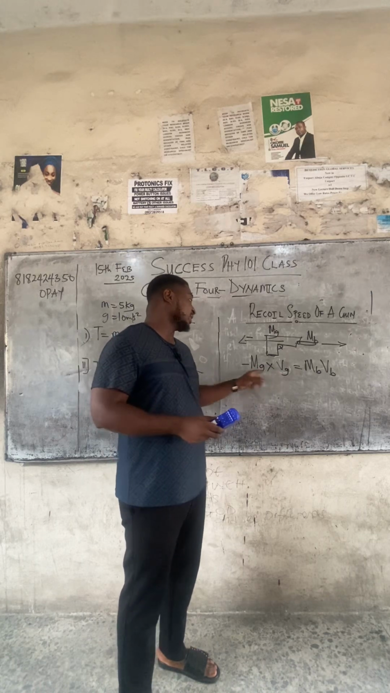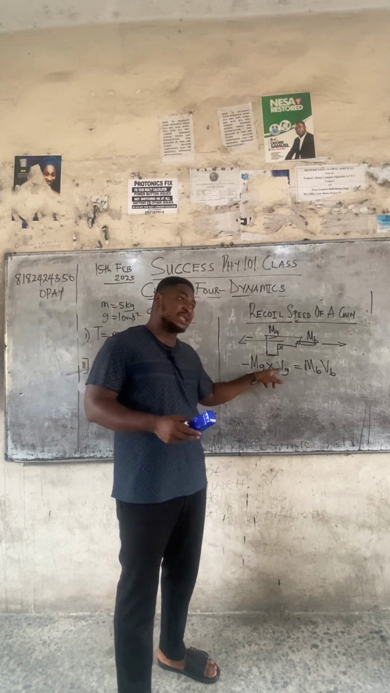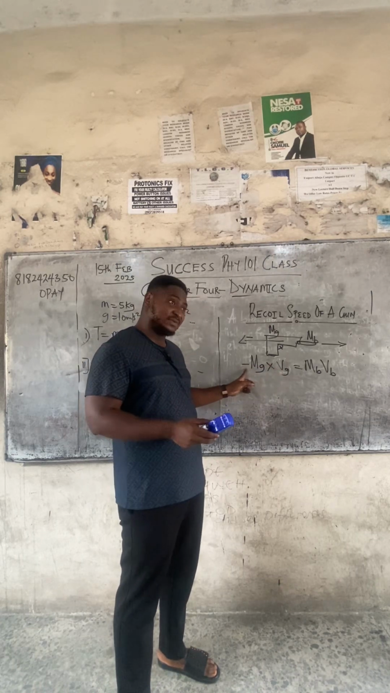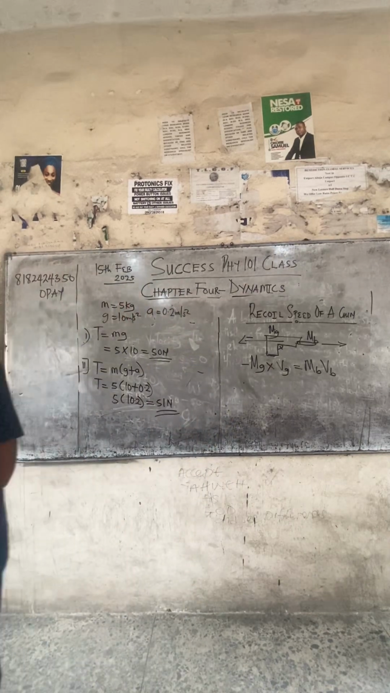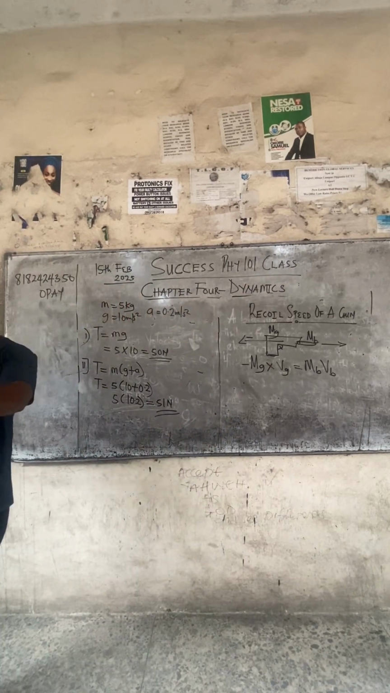It's the velocity that actually causes the negative, but we are putting it here because we can't start putting it there. Do you understand? Mass of gun times velocity of gun equals negative mass of bullet times velocity of bullet. You see, I said they might not say gun.